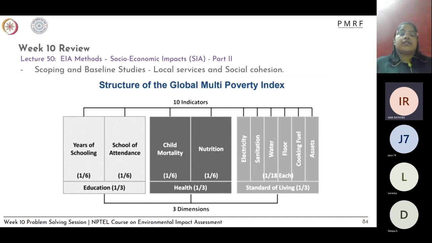Then we also had this structure of the global multidimensional poverty index, which looks at three dimensions, basically education, health, and standard of living. So in education, we look at years of schooling and school attendance. In health, we look at child mortality rates and nutrition levels. In standard of living, we look at electricity, sanitation, water, floor, cooking fuel, and other assets. So this is also used to determine the global poverty index.